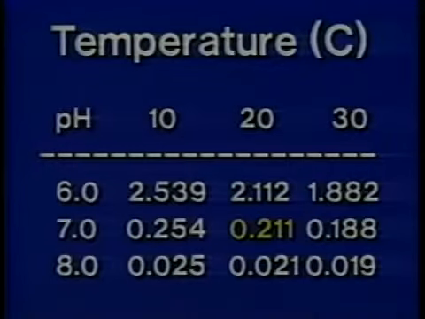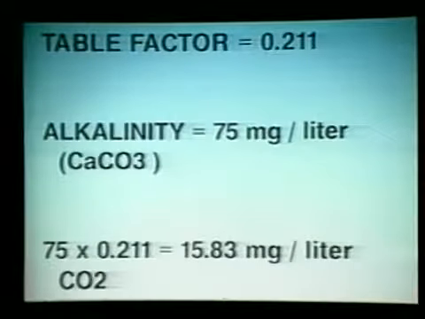For example, if the pH is found to be 7, the temperature 20 degrees C, the corresponding factor from Table 1 is 0.211. This factor is then multiplied by the total alkalinity of the sample, resulting in the carbon dioxide concentration in milligrams per liter. As an example, let us say that the total alkalinity of the sample was determined to be 75 milligrams per liter as calcium carbonate. Therefore, 75 times 0.211 is equal to 15.83 milligrams per liter of carbon dioxide.